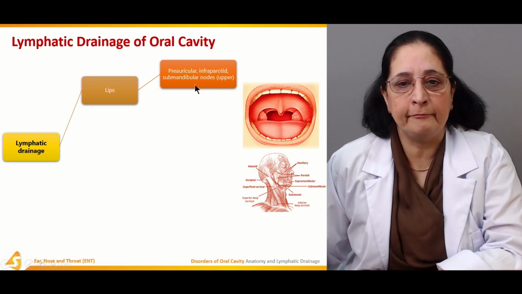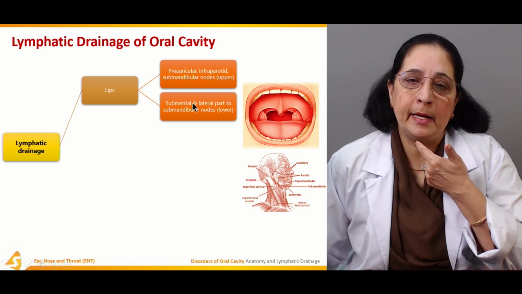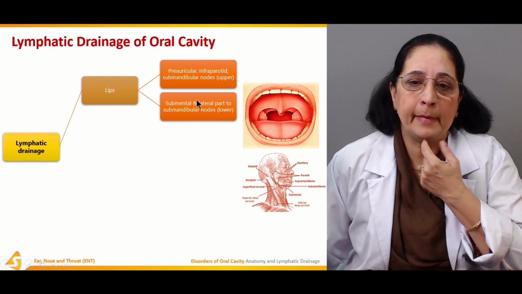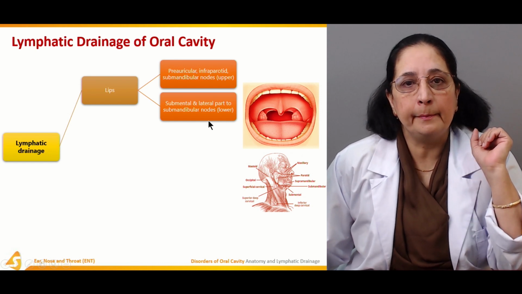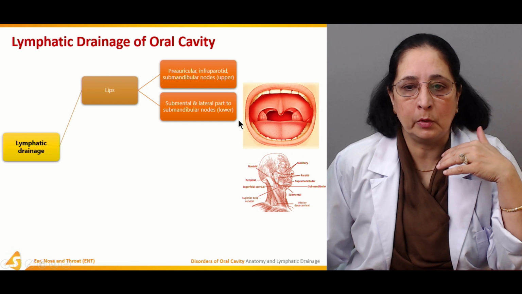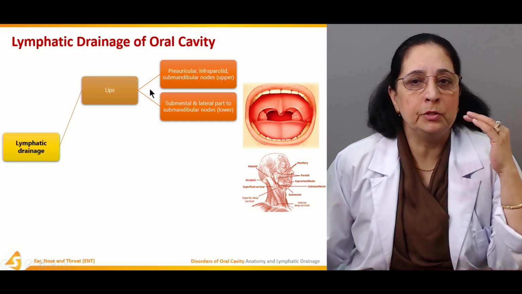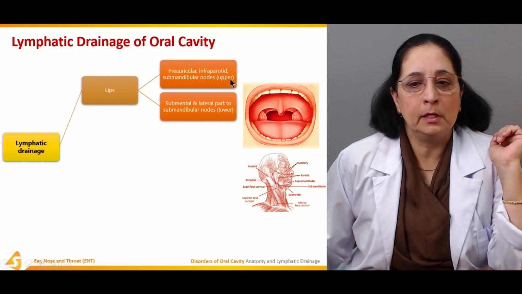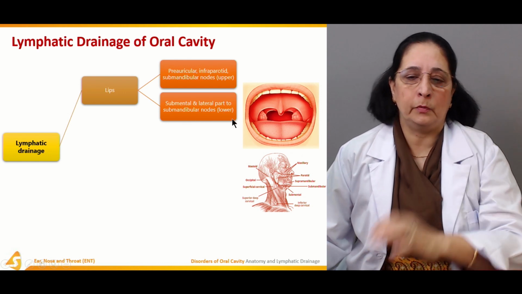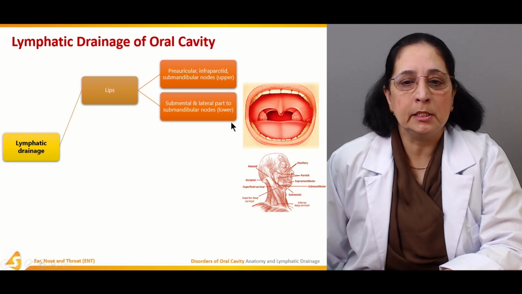So these are the lymph nodes. Also, we have submental. Submental is below the chin, mental is the chin, and the lateral part of the submandibular nodes, so upper and lower. The lips drain to the upper nodes of the submandibular, and then the lower part of the submandibular nodes. So the lips drain to both of these nodes.